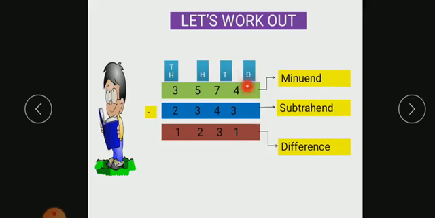Here 4 minus 3, if you subtract 4 minus 3, it becomes 1. 7 minus 4, it becomes 3. 5 minus 3, it becomes 2. 3 minus 2, it becomes 1.